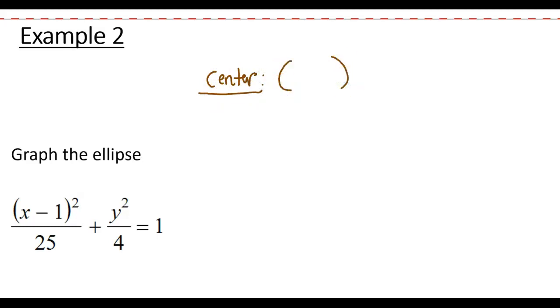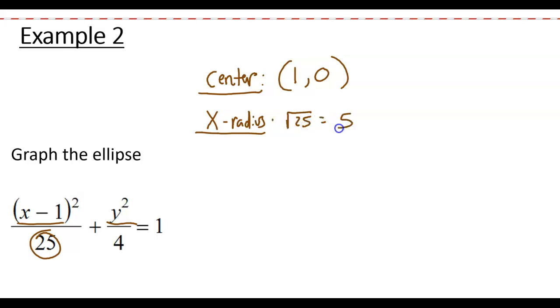So the x coordinate of the center is the number that's with the x but opposite sign, and the y coordinate of the center is the number that's with the y but opposite sign. But there's no number with my y there, so that means it's 0. Now I want to find my x radius. That is the number that's underneath the x, and we want to take the square root of that number, which is 5. So my x radius is going to be 5, and then I want to find my y radius, and that's the 4, so we're going to take the square root of the 4, which gives me 2.